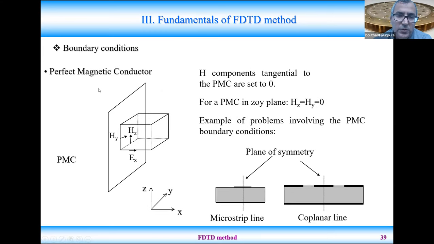If we want to model a perfect magnetic conductor, which is equivalent to the electric one but for the magnetic field, what is the application of this? Let's suppose, for example, this is a microstrip line. This one is a coplanar line. There is an axis of symmetry, a plane of symmetry here. We can cut this structure and use a perfect magnetic conductor. The solution we will get will be the same as simulating the full structure. So the perfect magnetic conductor can help to resolve a smaller volume.